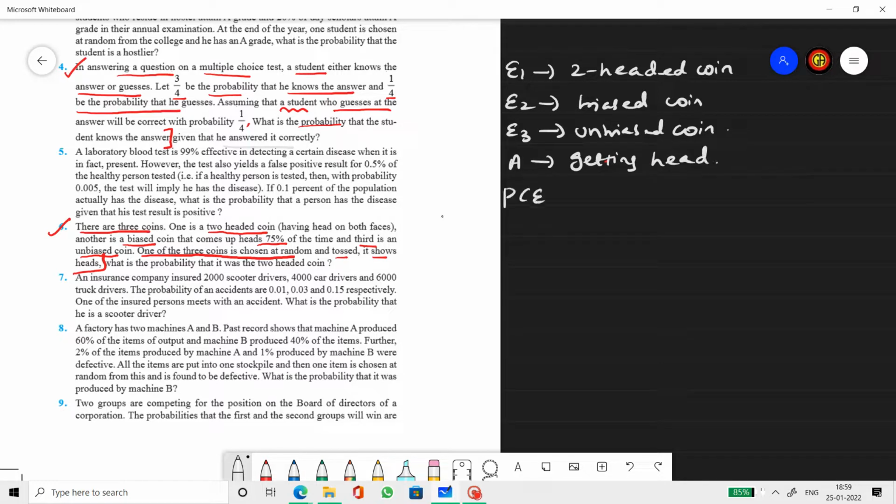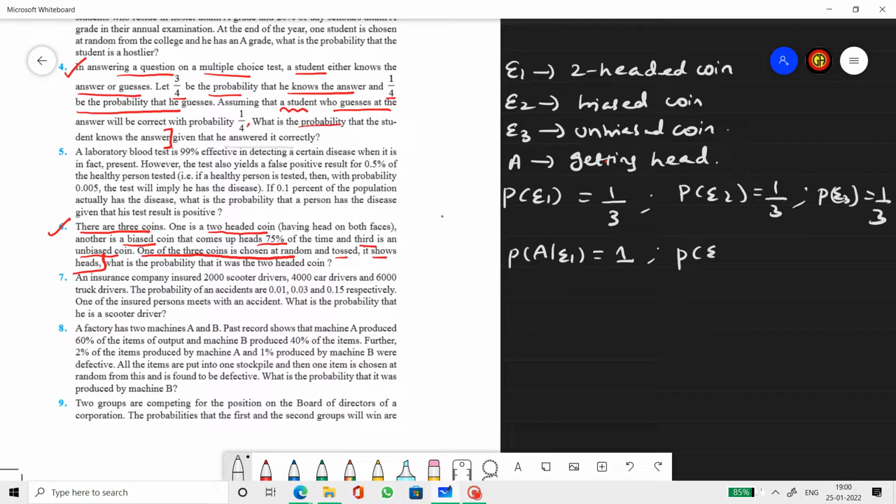So P of E1, 1 out of 3 coins is only the two-headed coin. And P of E2, 1 out of 3 coins is only a biased coin. And P of E3, 1 out of 3 coins is only an unbiased coin. So E1, E2, E3 are selecting 1 out of the 3 coins. Now A is getting head. So P of A given E1 is a two-headed coin showing a head. Probability is 1 for that, because both the sides are head. The chance of getting head is 100%.